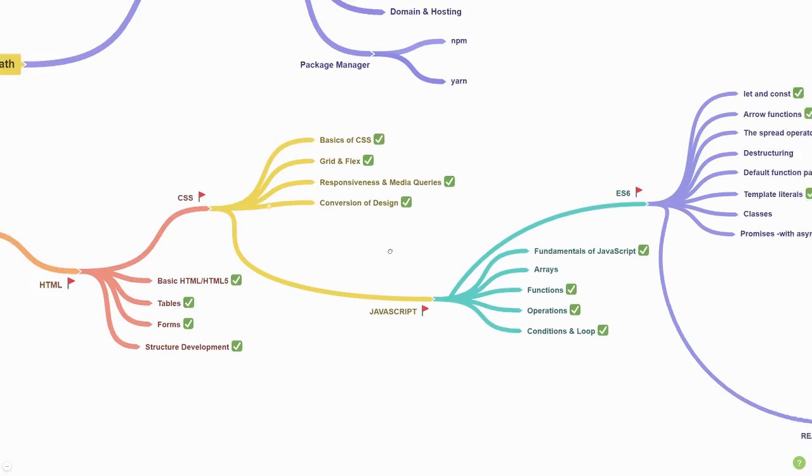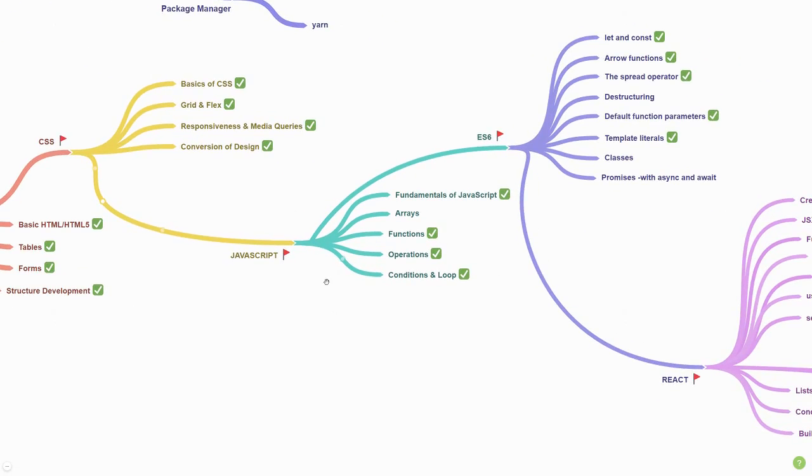Then later on, we jumped into the third pillar, which is JavaScript. With JavaScript, one should have knowledge of the fundamentals of JavaScript: the variables, the arrays, the functions, the operators and operations, and conditions and the loops. Again, with Spark, we went through all those topics and actually challenged you on all those stuffs, and you were actually able to pass them.